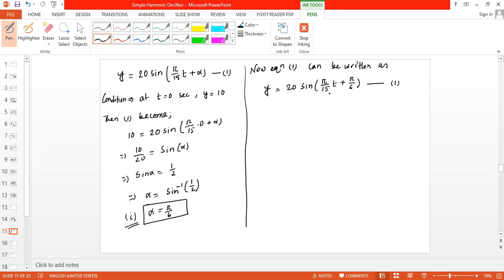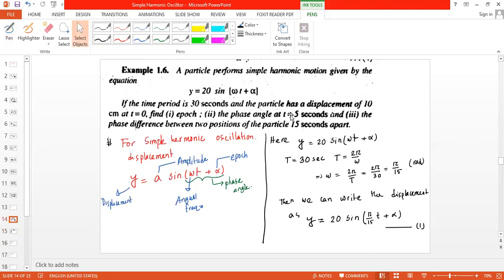Now which one is the phase angle? The argument of sine is my phase angle. So the phase angle is equal to pi over 15 t plus pi over 6. In the question they are asking us to find the phase angle when t equal to 5 seconds.